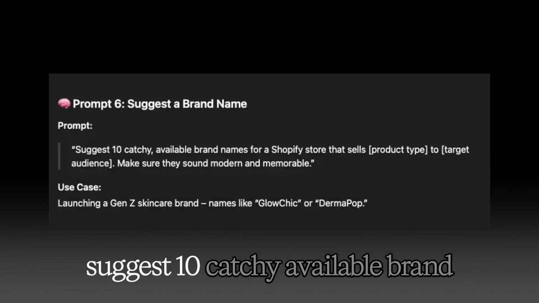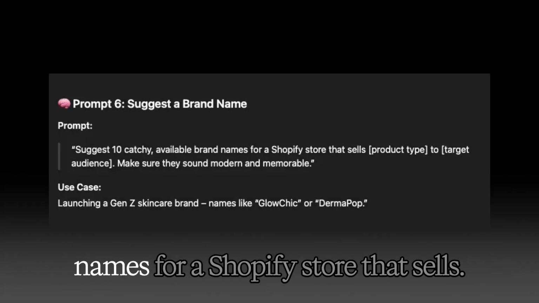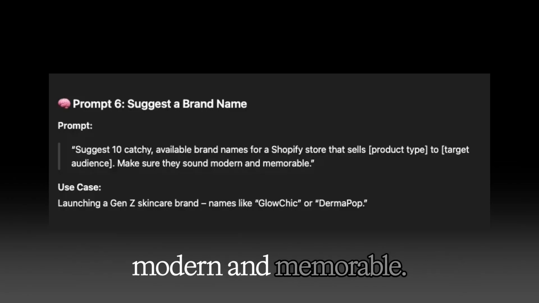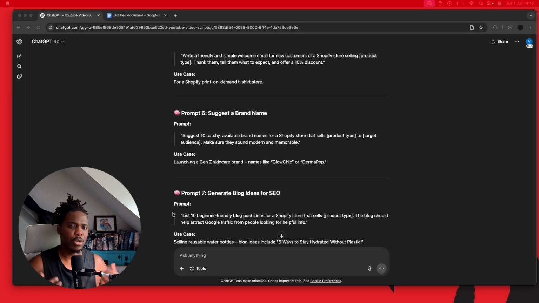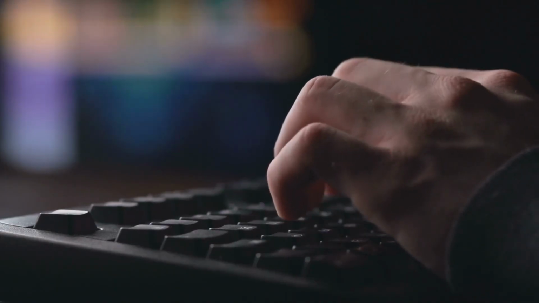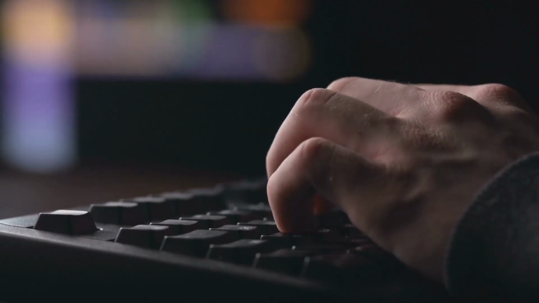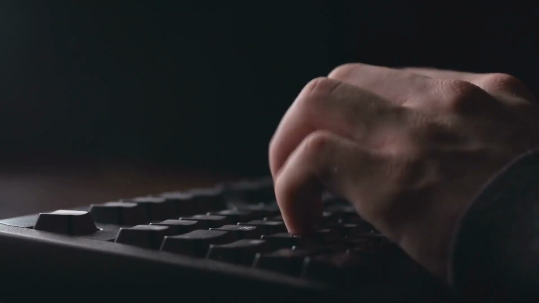Prompt number 6, suggest a brand name. So the prompt could go as follows. Suggest 10 catchy available brand names for a Shopify store that sells product type to target audience. Make sure they sound modern and memorable. An example use case, you could be launching a Gen Z skincare brand. Could be something that's named like Glow Chick or Derma Pop. Again, saving you that brain space and letting ChatGPT think for you.